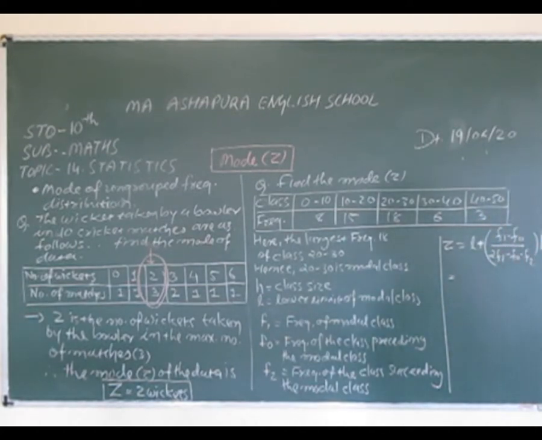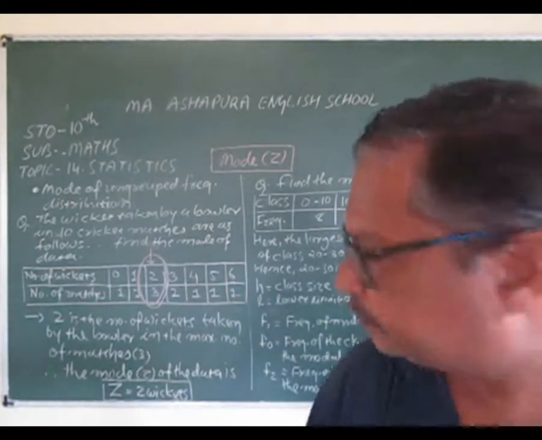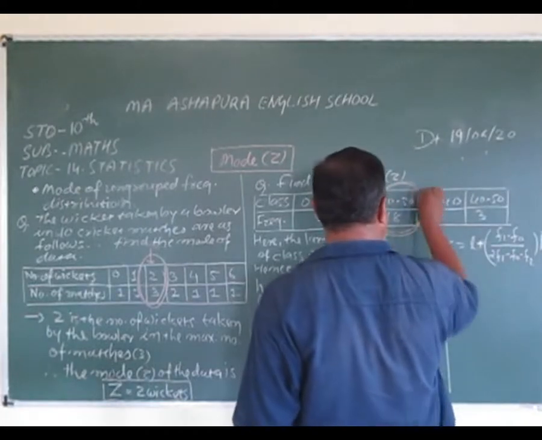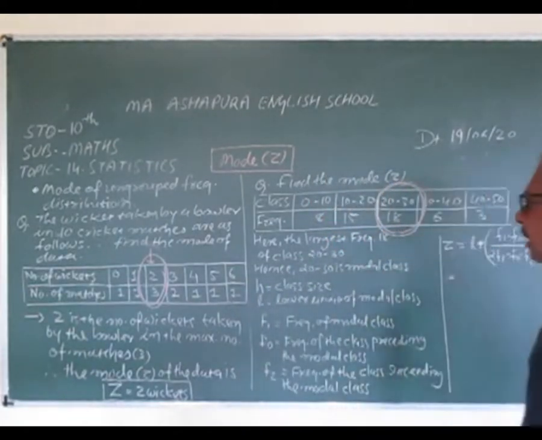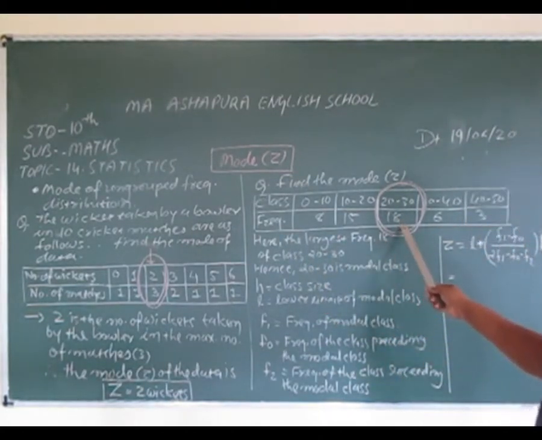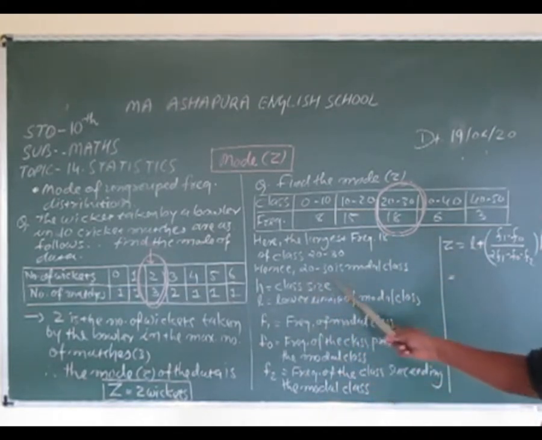Now the first step of the calculation: first of all, we find the highest frequency and which class it belongs to. We get the largest frequency, 18, of the class 20 to 30. Hence 20 to 30 is our modal class. 20 to 30 is called the modal class.